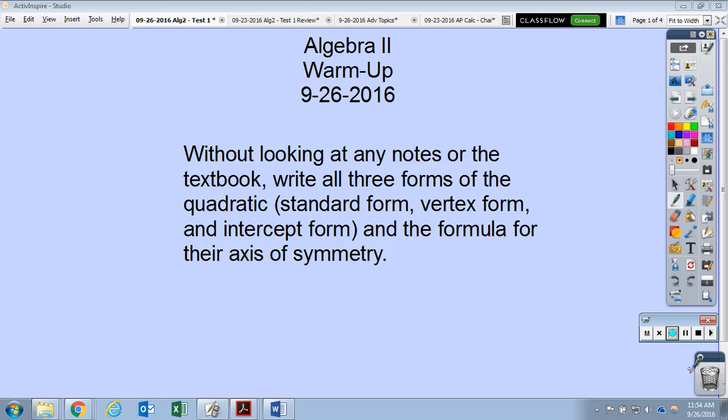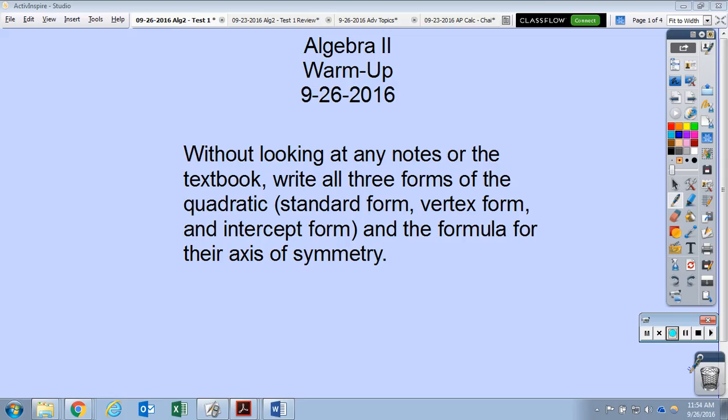Y equals ax squared plus bx plus c. Good, that is standard form. Y equals a times (x minus h) and then plus k. Don't forget the squared. Good, that's the vertex form. We're going to see all of them in a second.